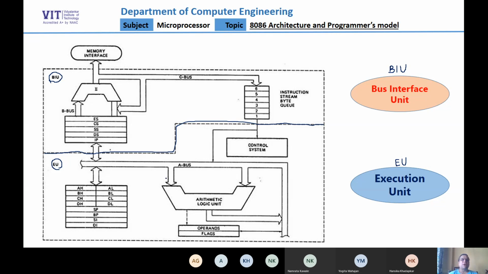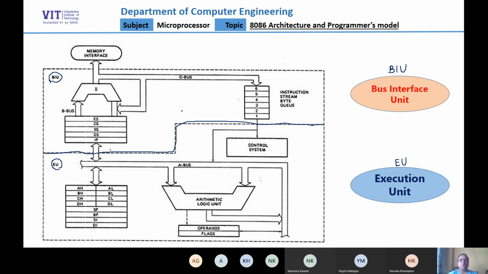So we need to write the answer to the question, draw and explain architecture of 8086 processor. This is a 10 marks question asked many times in the university question papers. But before we jump to the architecture of 8086 processor, this looks like a very complicated diagram. Actually, it is not, if I divide it into parts, and we will learn those parts one by one.